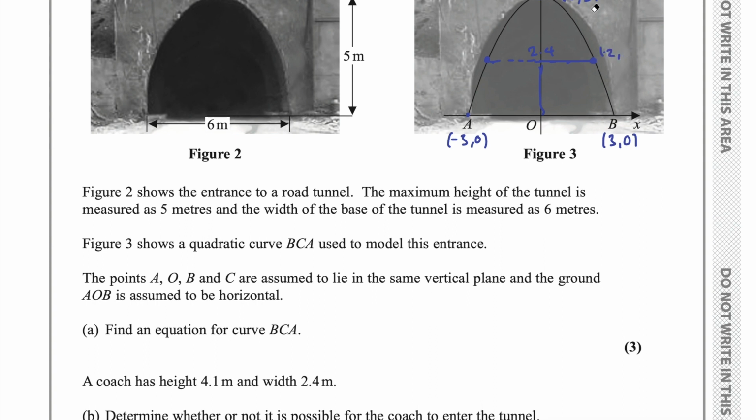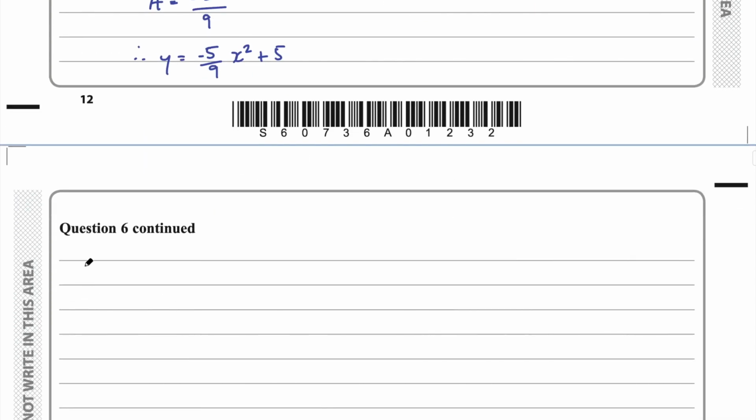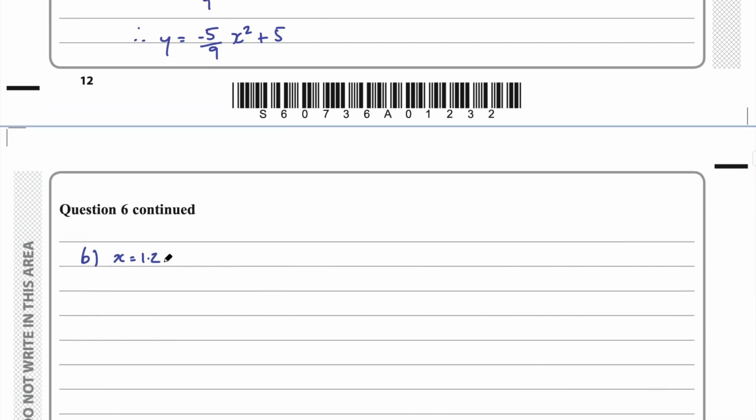Well, it won't be 0, it'll be some y value we need to find. So we know the x value. If the width is 2.4 meters, we can go ahead and find the y value, and if it is higher than 4.1 meters, then we can kind of assume that the coach should be okay passing through the tunnel. Okay, so for part B, x equals 1.2. So take the equation you found in part A.